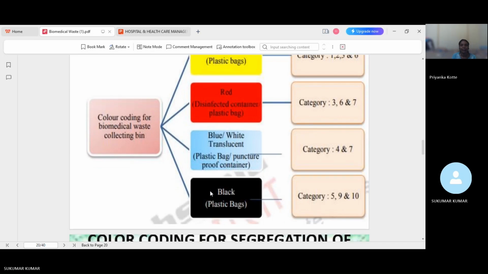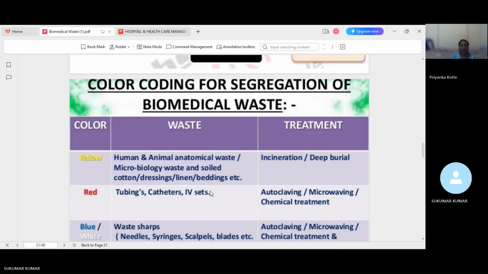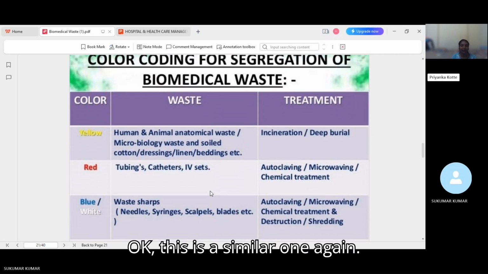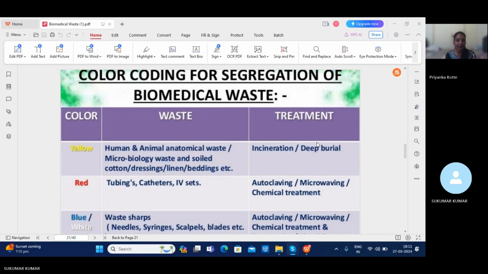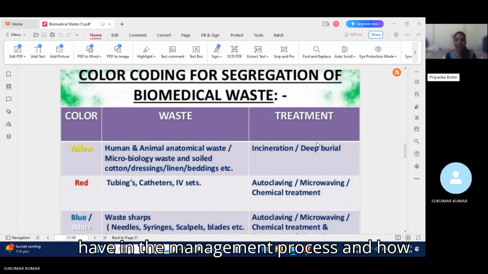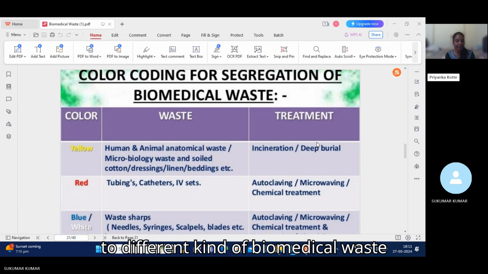Next. Okay, this is a similar one again. See the details of treatment, what are the different types of treatment that we have in the management process, and how each treatment is indicated to different kinds of biomedical waste that we have studied.